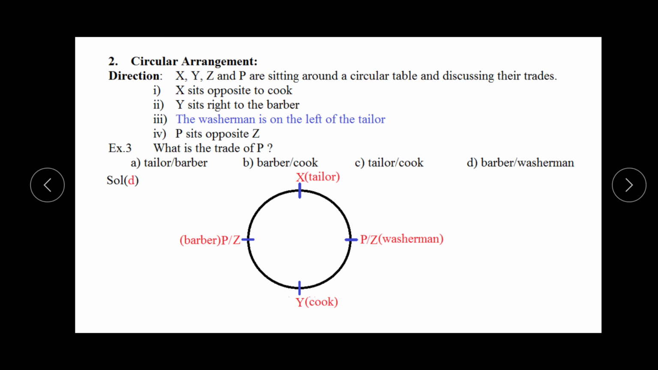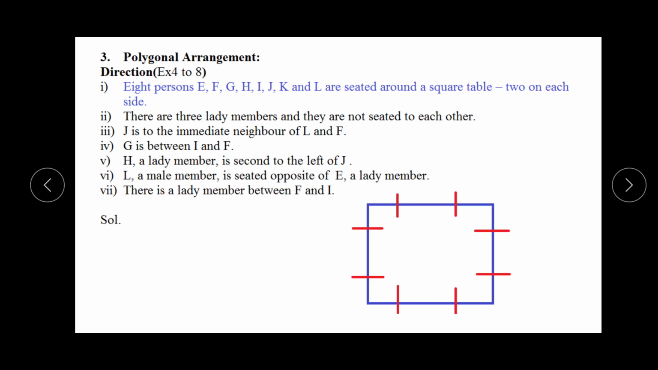It means we will give the answer according to the options. Tailor and barber, no. Barber or cook, no. Tailor or cook, no. Barber or washerman, that is the fourth option. P can be barber or washerman. The fourth option is correct.